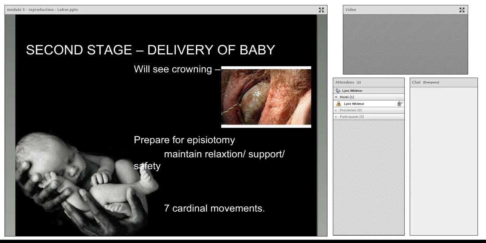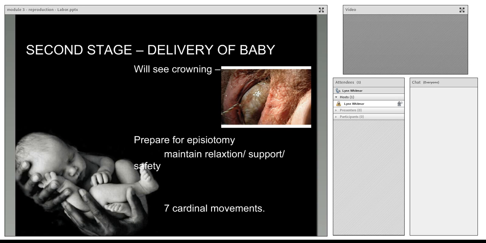Eventually you'll see crowning, as in the picture you see there, where just the occiput, or the back of the baby's head, is peeking through the labia. This is good because we know that the vagina is stretching. We know the baby's made it through the ischial spines. He's moving down. We're very excited.